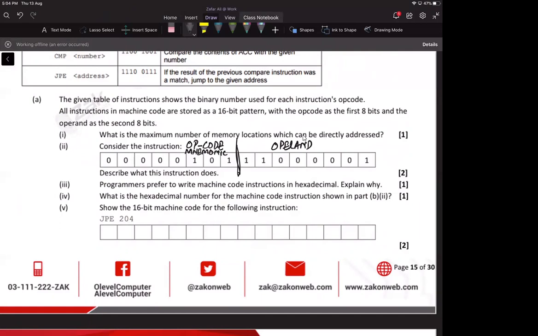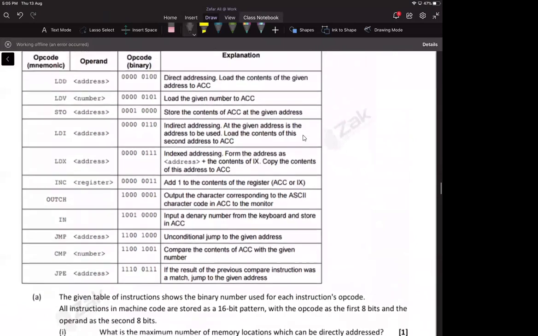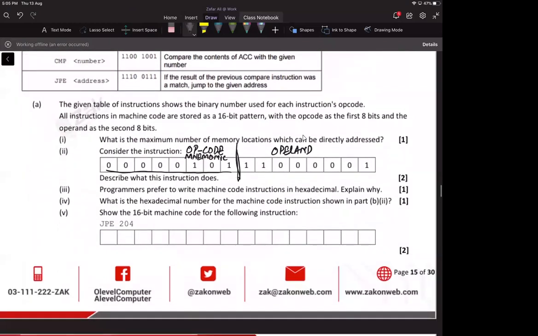Okay, so describe what this command does. So this is actually 101000. So we would have to look into it here. 101000. So this is this command. This means that this is LDM, the given number. Now let's see what is the given number. We have found out that this is LDV or LDM command. Now which is the number? The number is in binary form, which is the operand.